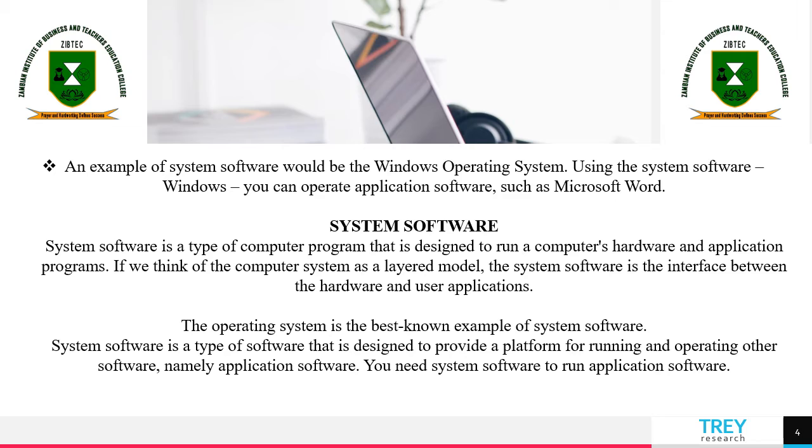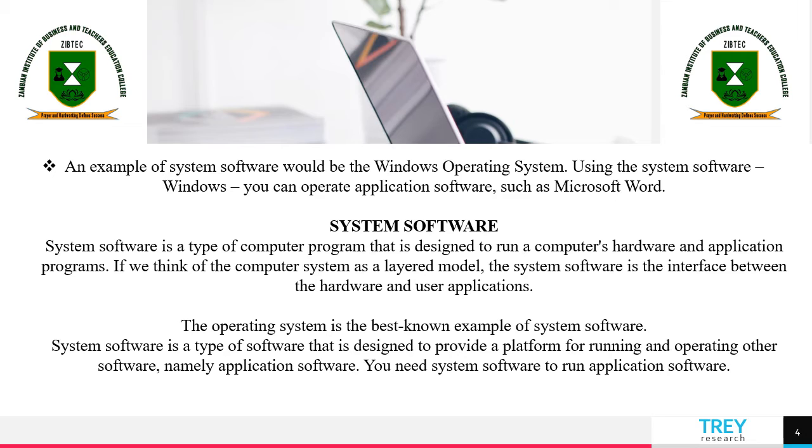Okay, let us now define what system software is before we go into details. System software is a type of computer program that is designed to run a computer's hardware and application programs. It is able to coordinate the hardware part to work together with the software part. The hardware part can include the keyboard, the mouse, and other devices that may be connected to the computer.